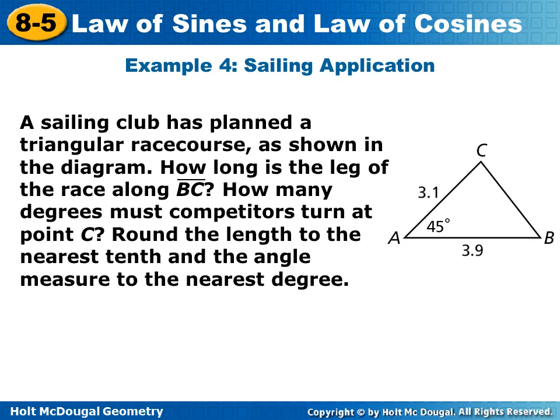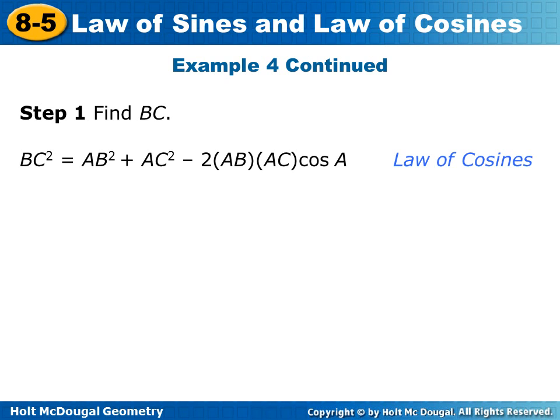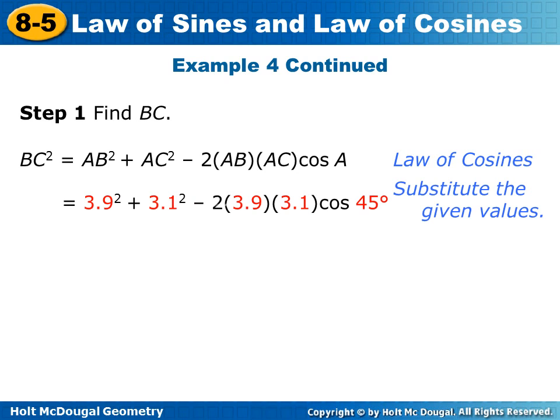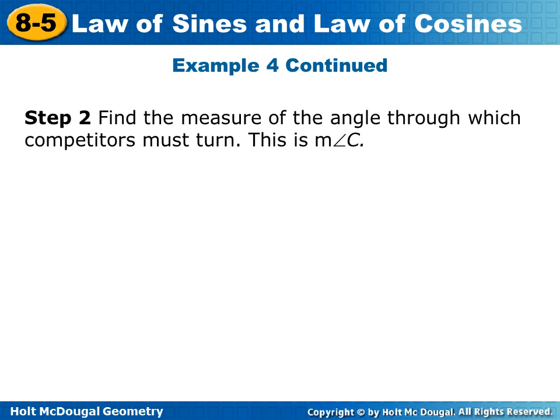So we have two sides and an included angle. We need to use the law of cosines. So BC squared equals AB squared plus AC squared minus 2 AB AC cosine A. We substitute all the values we know and plug that all into our calculator to find that BC squared is approximately 7.7222. Taking the square root of both sides, we find that BC is approximately 2.8 miles.